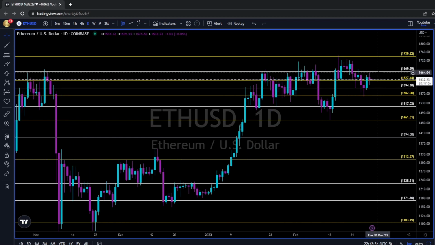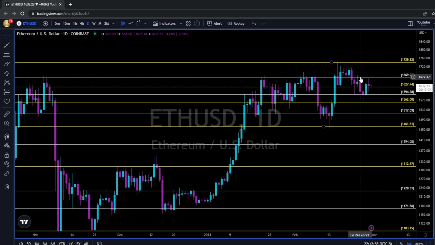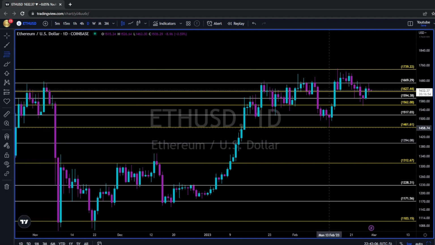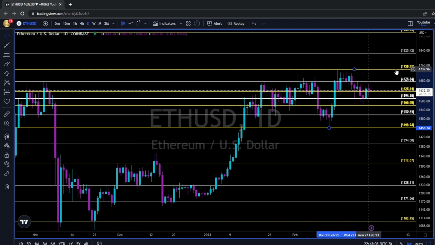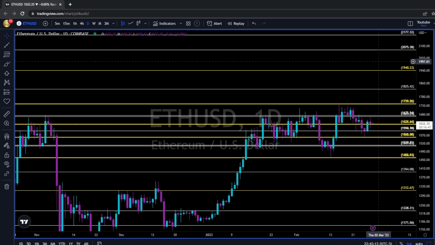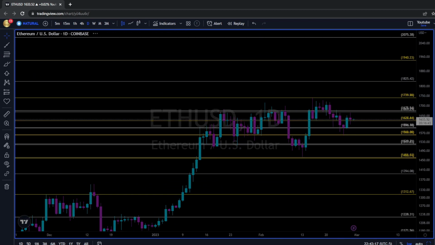1660 needs to break to the upside. Bulls need to close at least 1 week or 2 weeks above this area, and then we might get the upside as we all want. And then we have all the levels to the upside for future resistance.